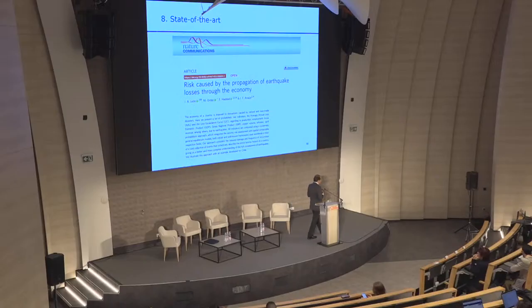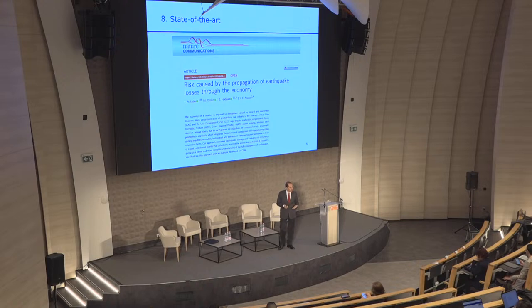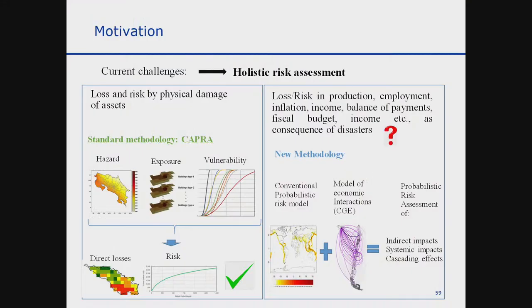So what did we do in this Nature Communications paper, looking at the risk caused by the propagation of earthquakes? We are two teams, one in Brazil, another in Mexico, looking at earthquakes in Chile. Our seismic engineer colleagues would look at the impact of an earthquake with a standard methodology with three important components: the hazard, the exposure, and the vulnerability in terms of physical loss. They would put some numbers on that.